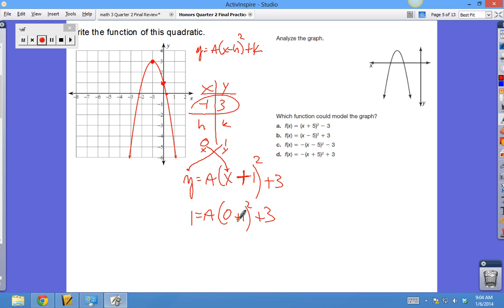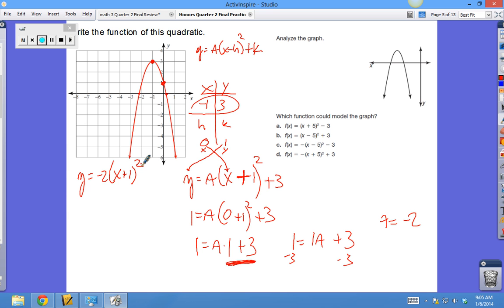So 1 plus 0, 1 squared is 1. So I got 1 equals a times 1 plus 3. Do not combine these two numbers right here. This 1 is being multiplied to the a. So it's just 1 equals 1a plus 3. So now you've got to ditch the 3. Minus 3, minus 3. A should be equal to a negative 2. So your final answer is going to be y equals negative 2 times x plus 1 squared plus 3.